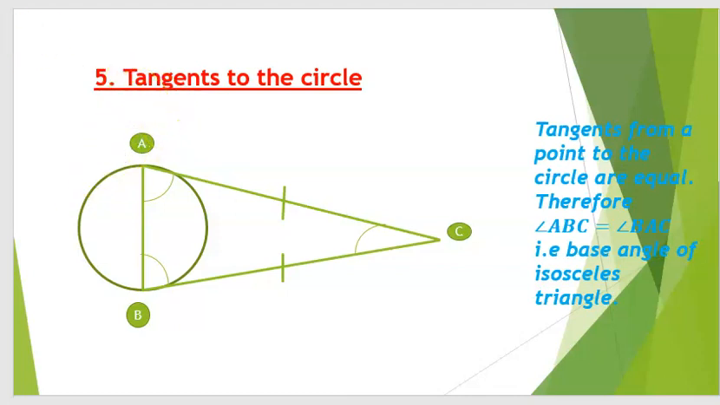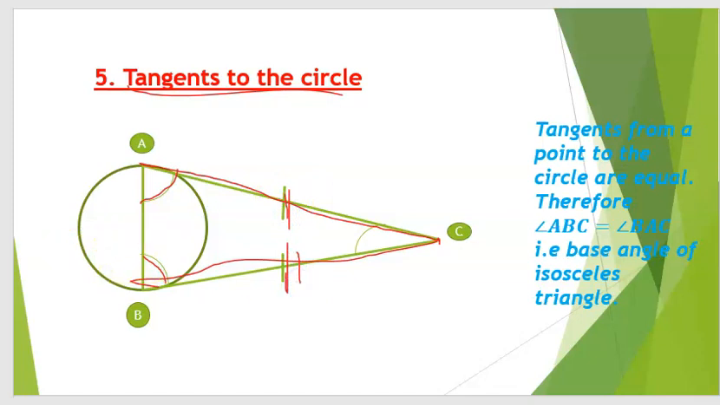Number 5, I'm looking at tangents to the circle. Now, if we draw tangents from a point C to the circle like this, the two tangents to the circle are going to be equal, and therefore their base angles are also going to be equal because they form an isosceles triangle. So for tangents from a point to the circle, the two tangents are equal.